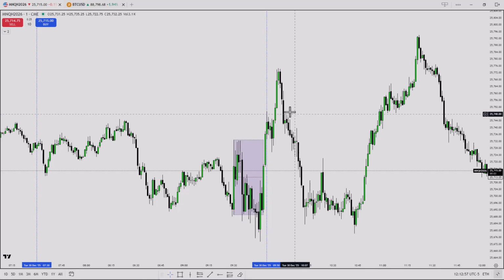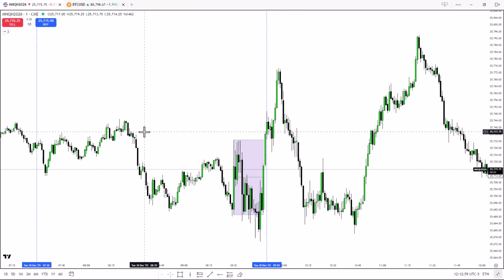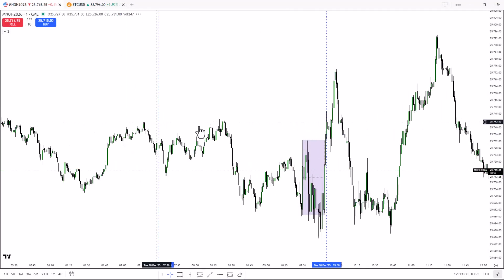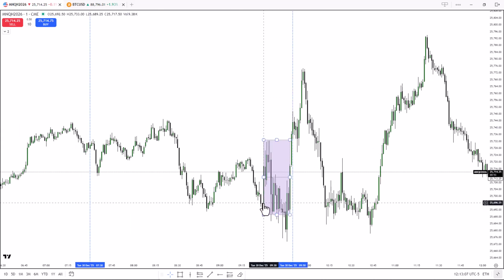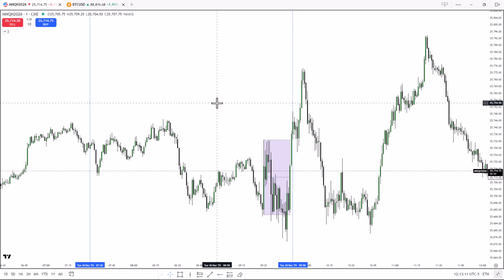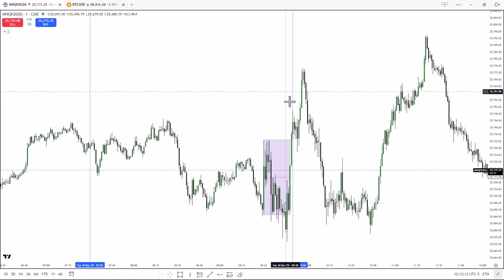The idea behind this strategy is to wait for liquidity generated in London session or New York morning session to be purged after the 9:30 opening. I'll jump into a 5-minute chart so that I can show you how I was able to identify these liquidity zones.